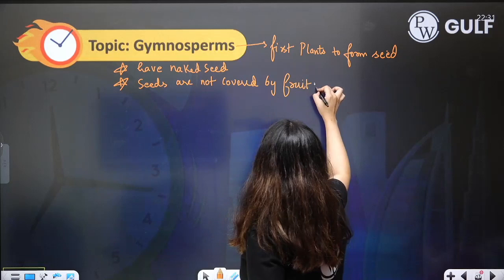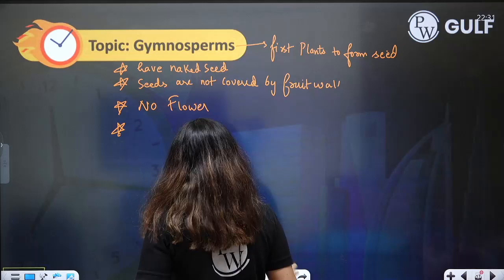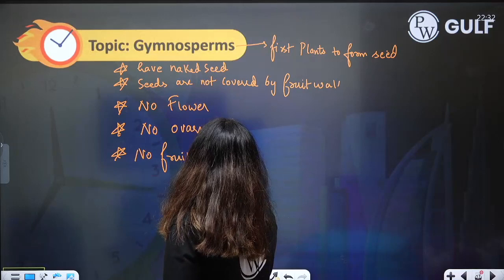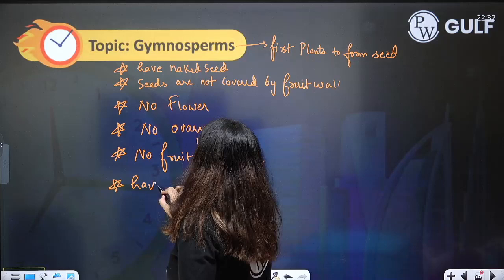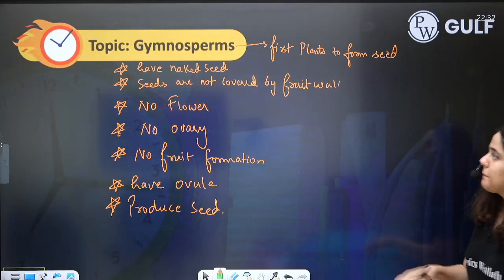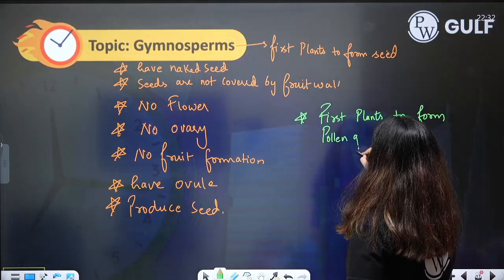There is no fruit in gymnosperm. There is no flower in gymnosperm. There is no ovary in gymnosperm. That's why no fruit formation occurs in gymnosperm. But they have ovule, without flower. So they produce seed, right? They were the first plant to produce pollen grain.